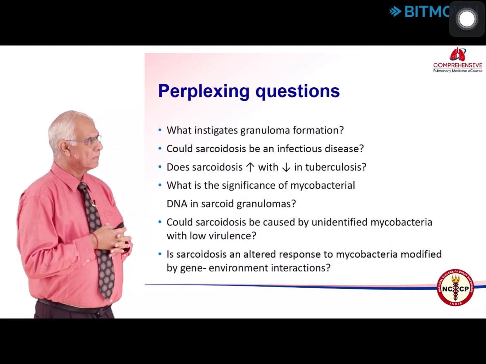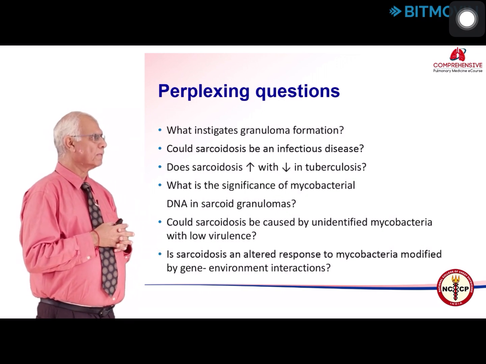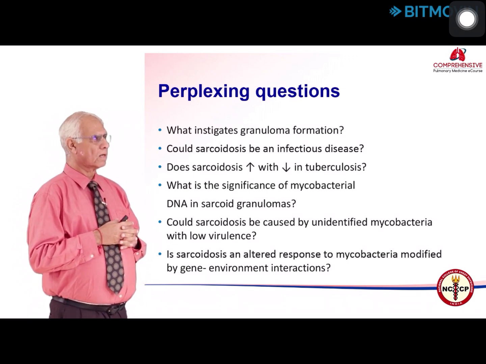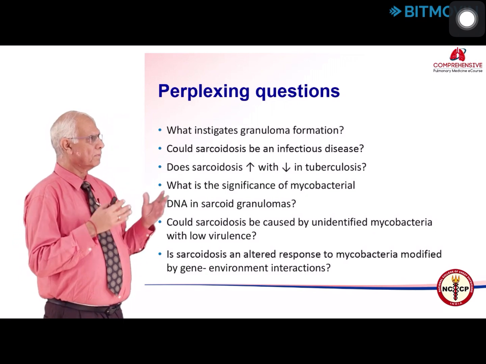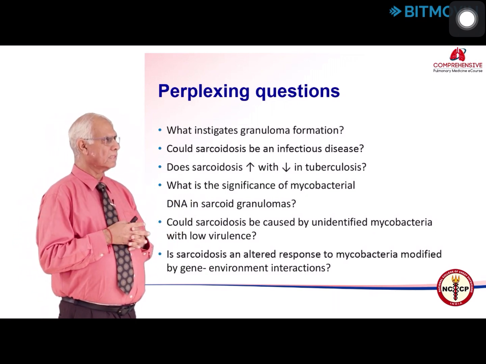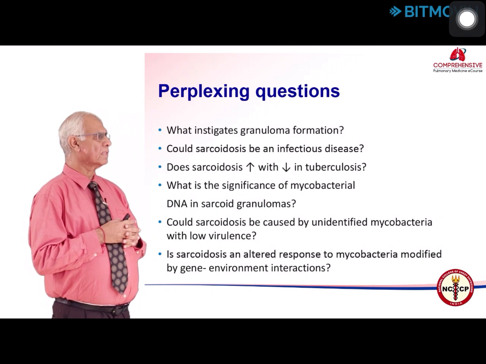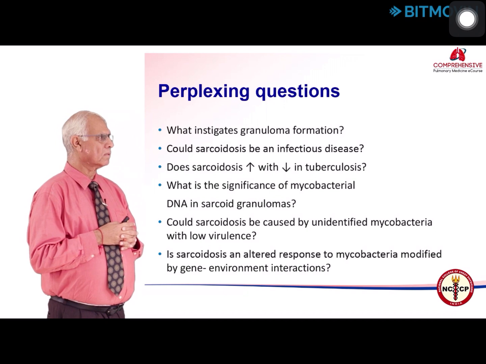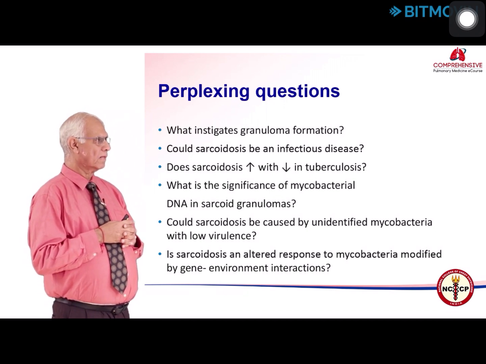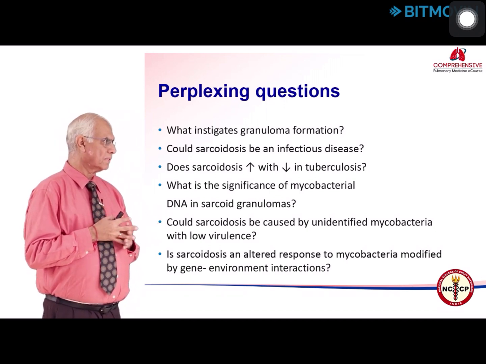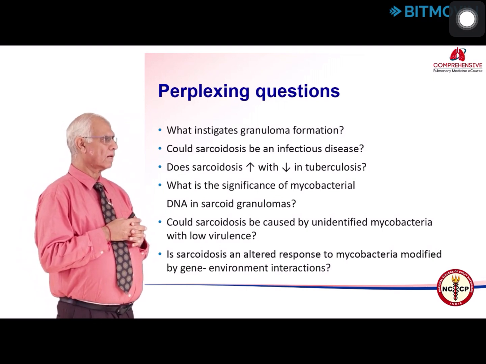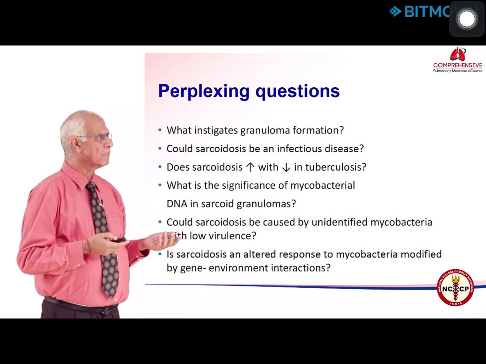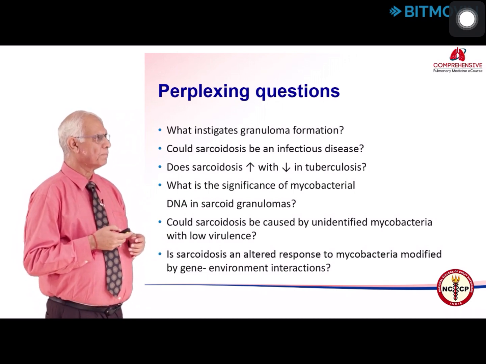So instead of answering questions, I'll leave you a very perplexing question. What instigates granuloma formation? Could sarcoidosis be an infectious disease? There are many reports that when sarcoidosis increases, there's a decline in tuberculosis. What is the significance of mycobacterial DNA in granulomas? Could sarcoidosis be caused by unidentified mycobacteria with lower virulence? Cell wall deficient mycobacteria maybe? Is sarcoidosis an altered response to mycobacteria modified by gene-environment interaction? So there are many questions we still need to answer about this very complex disease.